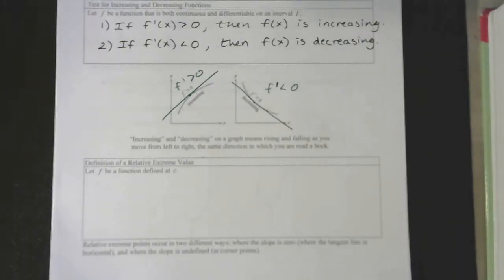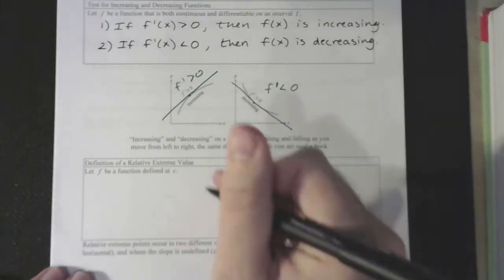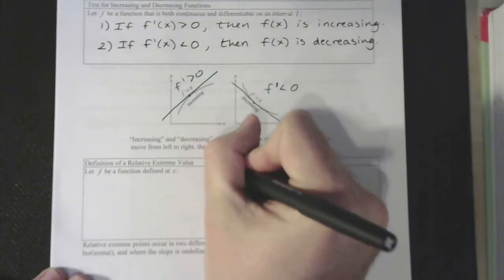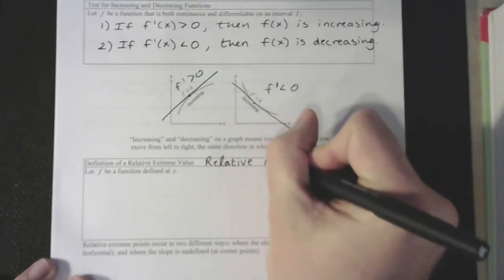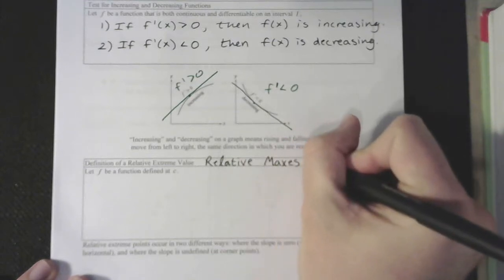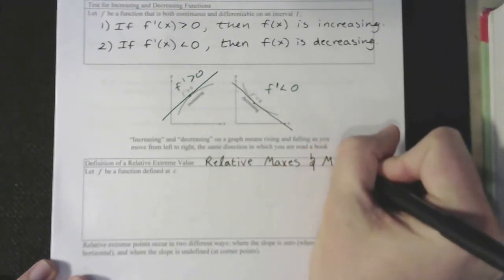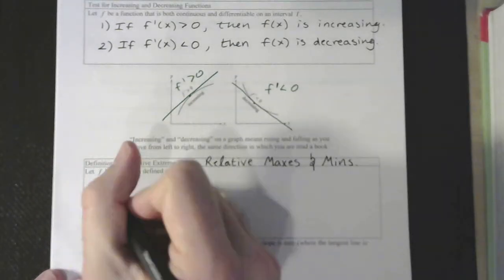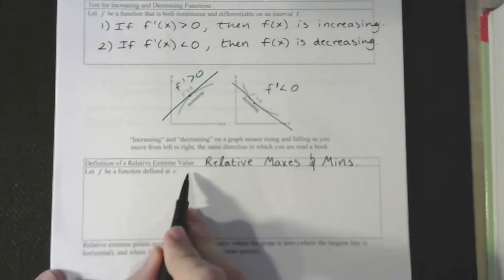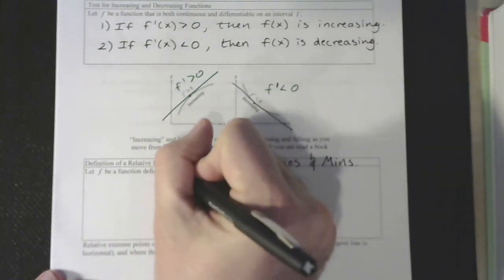the next thing we need to define then is relative extrema. Now, relative extrema are also referred to as the relative maxes and minimums, or mins, because I'm lazy. So relative extrema, relative max, or relative min. So we're going to let f be a function defined at some value c. That's a c.